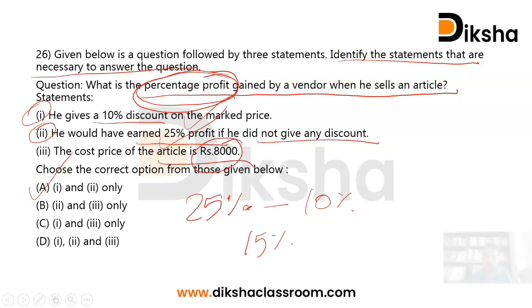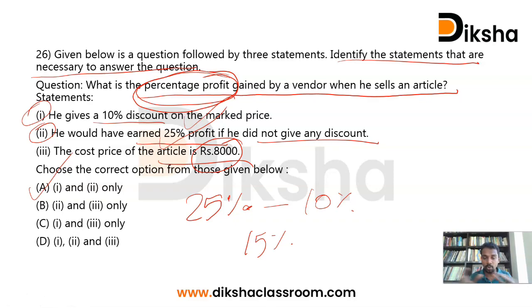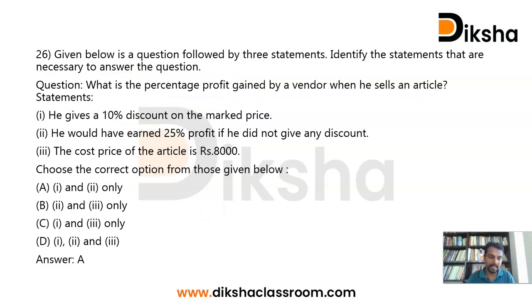Statement 1 and statement 2, option A will be the correct answer. Remember, there is no need of going to statement 3, because it is required only if you want to find the exact amount value. But here the question is regarding the percentage profit only. For finding percentage profit, there is no need of knowing the cost price, since we have been given the direct percentage and also the discount. So option A, statements 1 and 2, is the correct answer for this question.